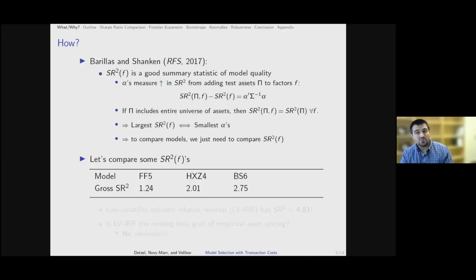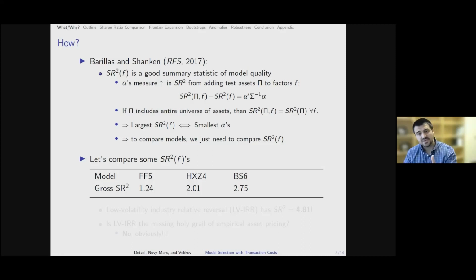So we'll propose a single-factor model, one that has only one single factor. That factor will be based on a rather obscure anomaly signal called low volatility industry relative reversals. Low volatility industry relative reversals is an anomaly that Robert and I used in a recent paper on transaction costs, but I haven't seen a whole lot of papers studying or even using that anomaly.